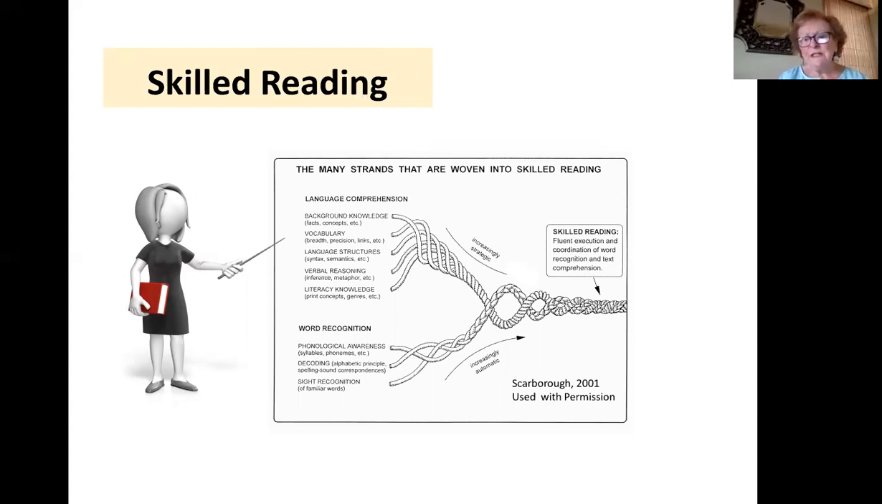So what is skilled reading? It's the fluent execution and coordination of word recognition and text comprehension. What does it take over time for us to become skilled readers? Well, of course, we have to acquire word recognition skills. So we see a bundle with strands that represent the various contributors to word recognition at the bottom of the reading rope. At the top of the reading rope, we see those strands or contributors that directly contribute to language comprehension. The ability to do what?